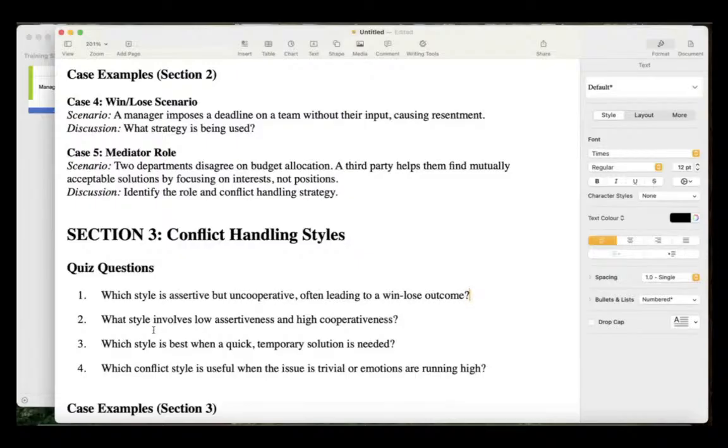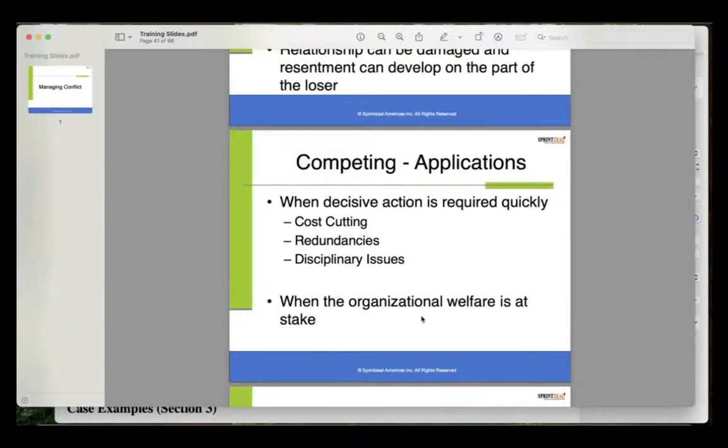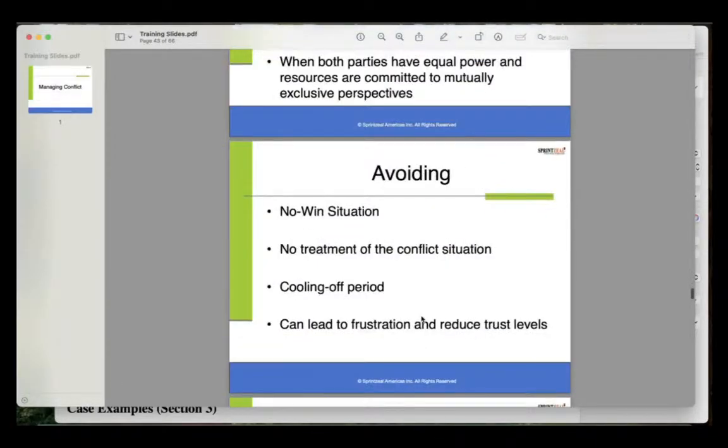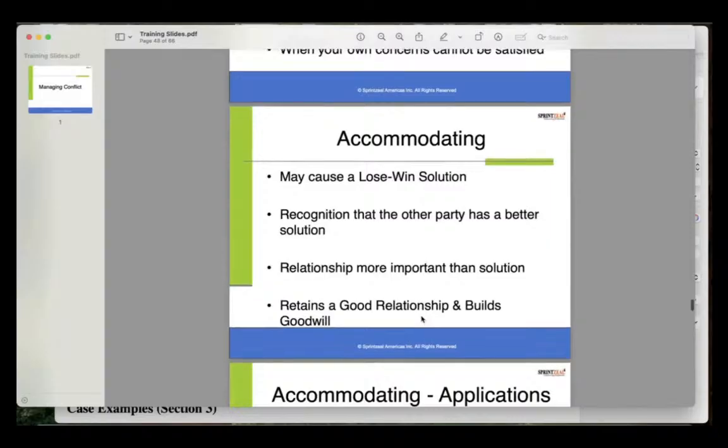Next, what style involves low assertiveness and high cooperativeness? What do you think? That would be accommodating, I think. Basically prioritizing relationship. Yes, good job. So accommodating may cause a lose-win situation. Recognition that the other party has a better solution. Relationship is more important than solution. It retains a good relationship and builds goodwill.